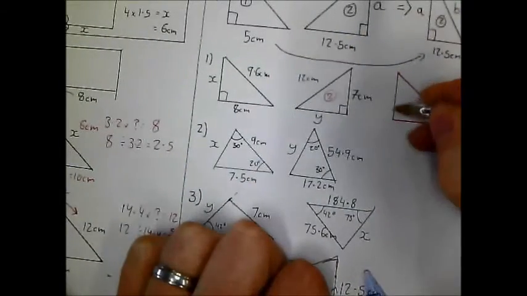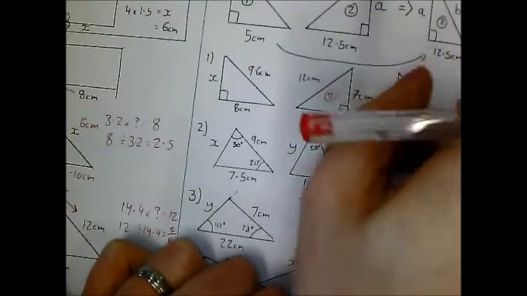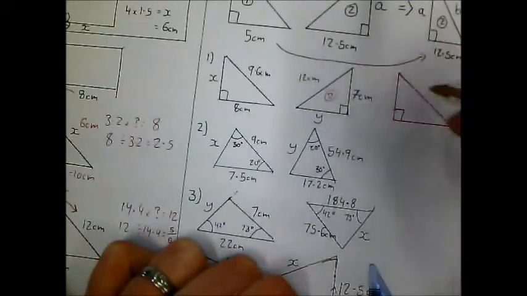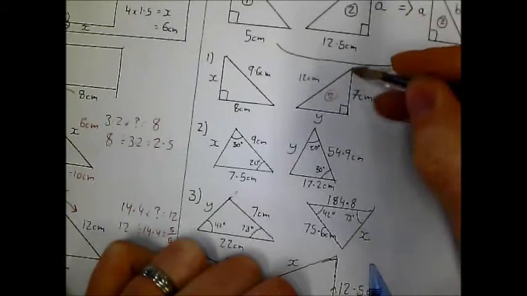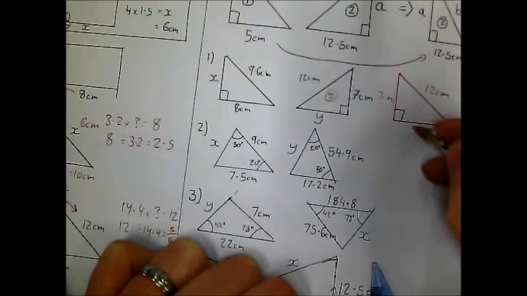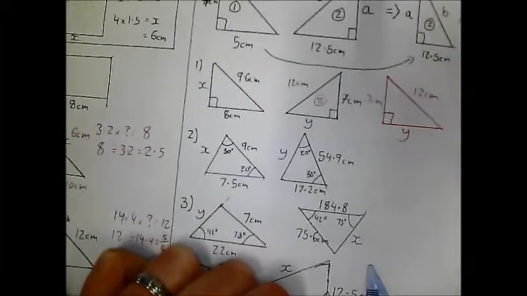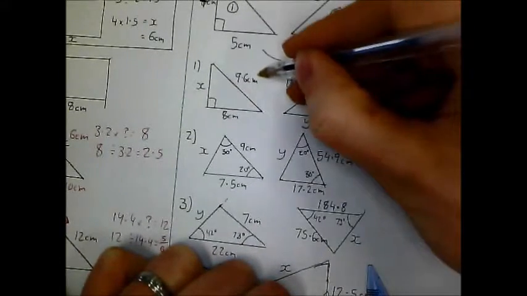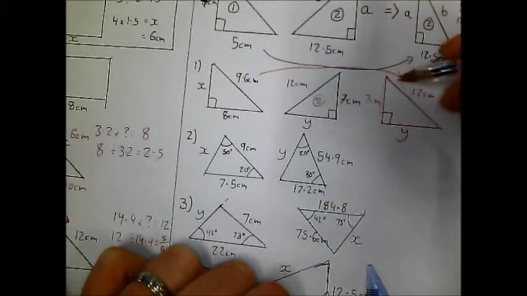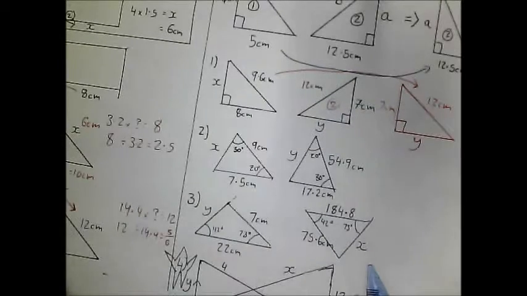Okay, so what's happened here is my triangle is just flipped the other way. So this long side here is still going to be here, 12 centimeters. That side there is now here, 7 centimeters. And this side here is y. So I want to go from 9.6 to 12. So 9.6 times question mark equals 12. So 12 divided by 9.6 gives me 5 over 4, or 1.25. There's my scale factor.